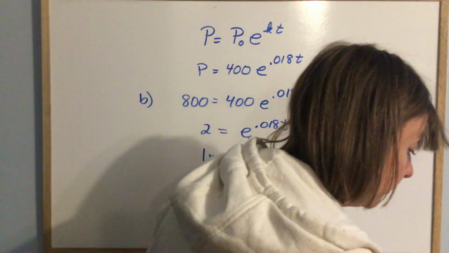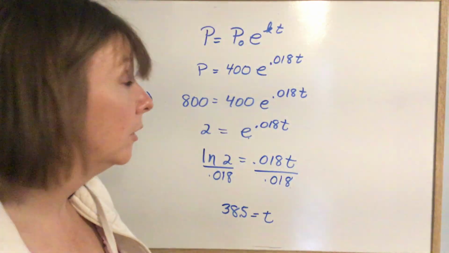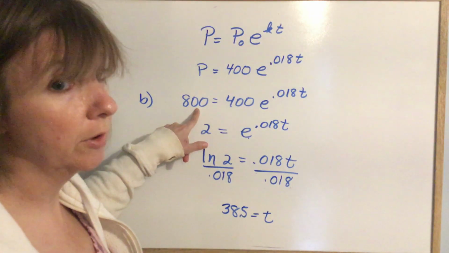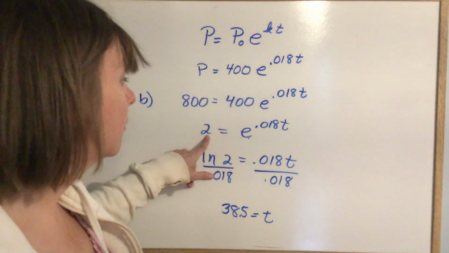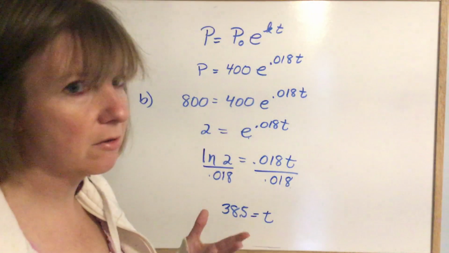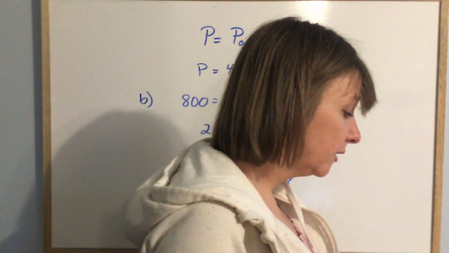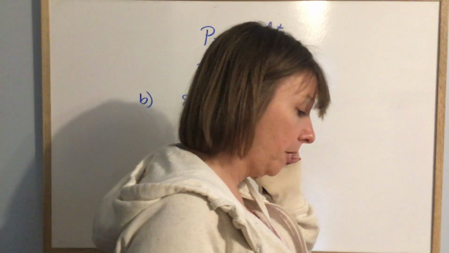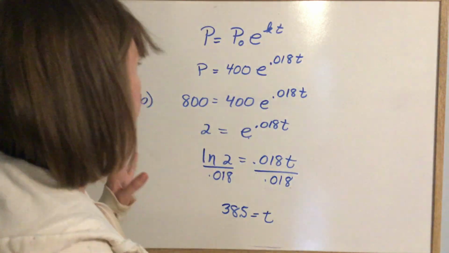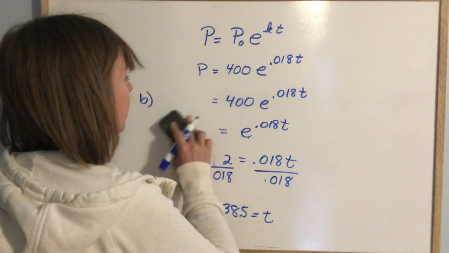Okay, and then for the other half of B, it says how long would it take to triple? So I do exactly the same thing, except instead of 800, I put 1200 here. So this becomes 3, and this becomes ln 3 divided by 0.018, but it's the same process. C, find the rate of change of the population after 10 years.